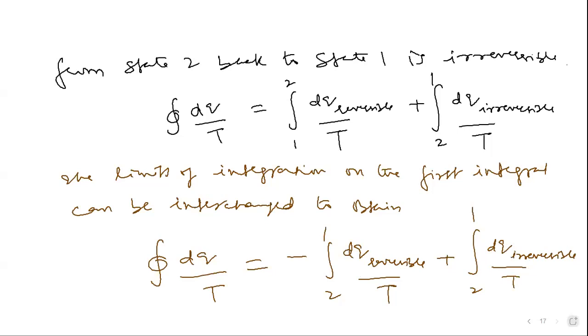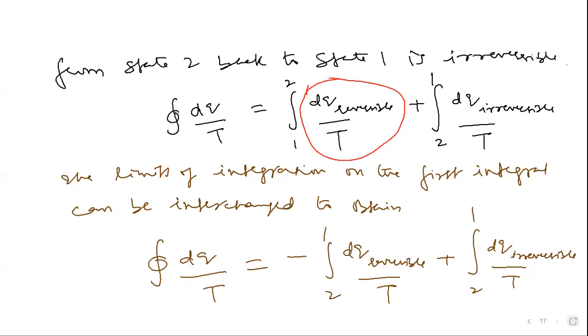Exchanging the limits as written is only valid for a state function. Remember, this is a state function. For a state function, we can do such a thing. We can write it as a negative times, then exchange the limits from 1 to 2 to 2 to 1, right?